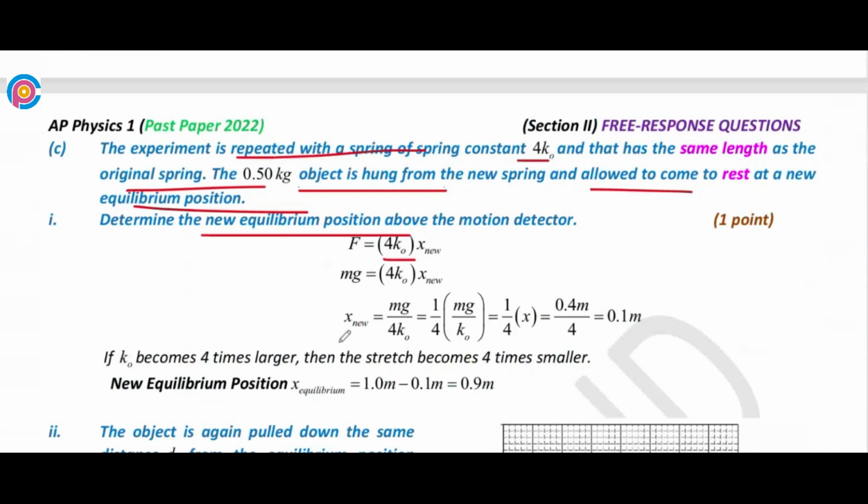Now F is equal to mg. We get the new stretch as mg over 4k naught. We can separate mg over k naught, which represents the old x, that is 0.4. So we come to the new stretch, that is 0.1. If k is 4 times bigger, the stretch is 4 times smaller. We get this from the equation. So for the new equilibrium position, the unstretched position is 1 meter, with a stretch of 0.1. So we get the equilibrium position as 0.9 meter.